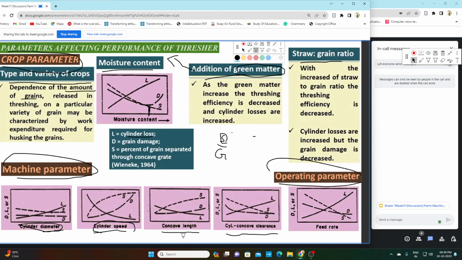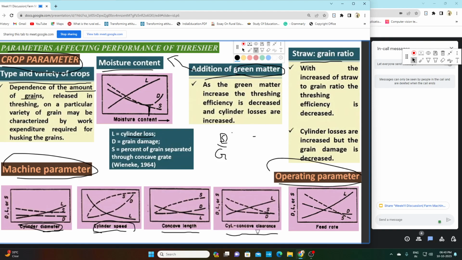Now concave length. We are talking about the length of the concave, not the concave clearance. Whenever we increase the length of the concave, our loss will decrease, our separation efficiency will increase, and our damage will also increase.